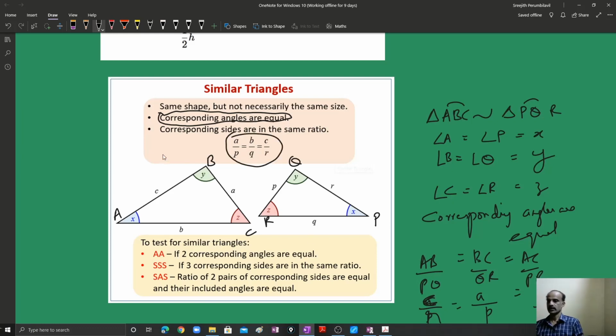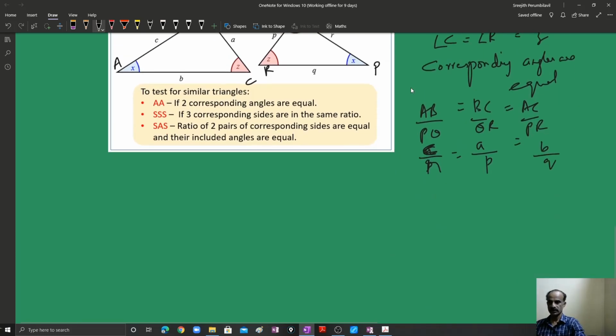So two things we have to remember: if two triangles are similar, then their corresponding angles are equal and their corresponding sides are in the same ratio, or we say corresponding sides are proportional. There are criteria given, we'll come to that later. So triangle XYZ is similar to triangle PQR.